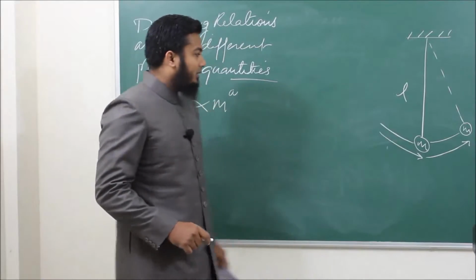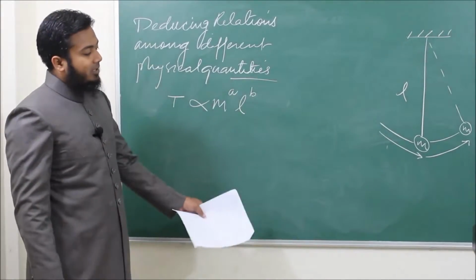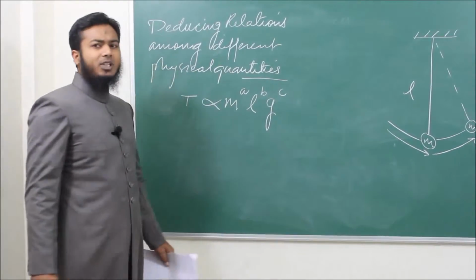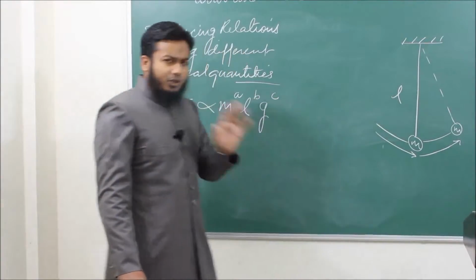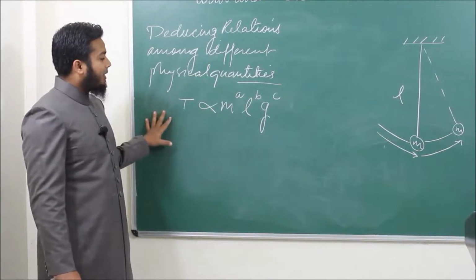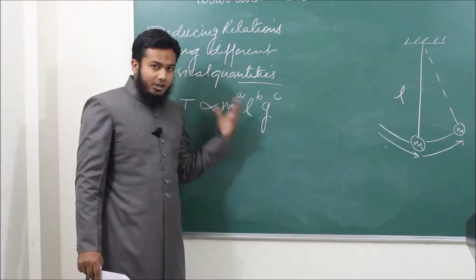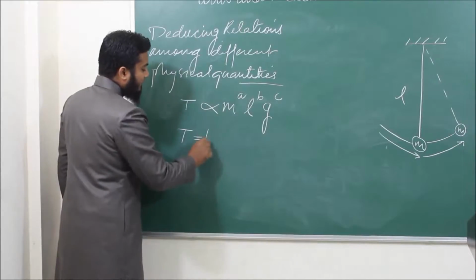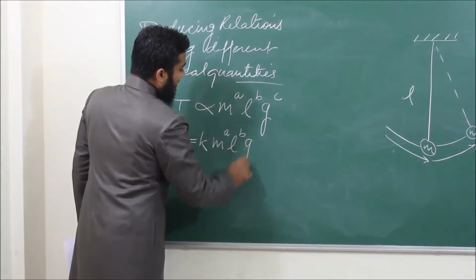And also it depends on length. So let's say it depends on L to the power b, and we have made a guess that it depends on gravitational acceleration. So let's say it depends on g to the power c. We can take many other quantities, suppose temperature or pressure, but for the sake of simplicity, let's settle with these values only. So we are guessing that time period depends on mass to some power a, and length to some power b, and g to some power c. After this we can write that the proportionality constant will appear here. So let's write it k, and then m to the power a, L to the power b, and g to the power c.